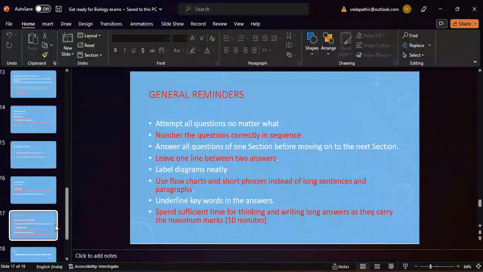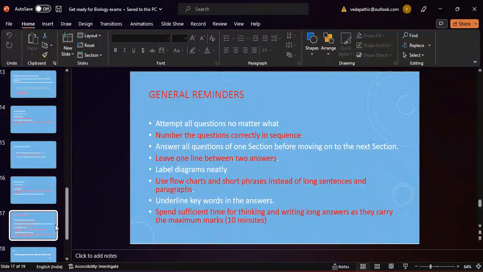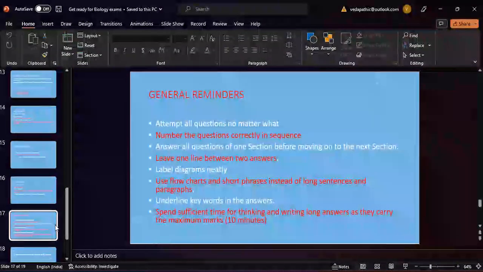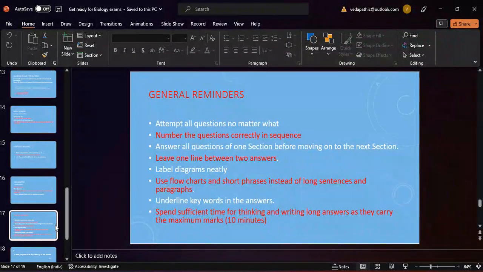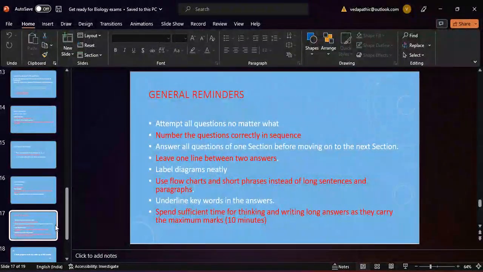Now the general reminders. Attempt all questions no matter what. Every question needs to be attempted and make sure that you write the question number in sequence. Answer all the questions of one section before moving on to the next, because that will give you more clarity whether you have completed the section or not. You may miss out on any one question. Like I told you earlier, leave one line between 2 answers, label diagrams neatly.